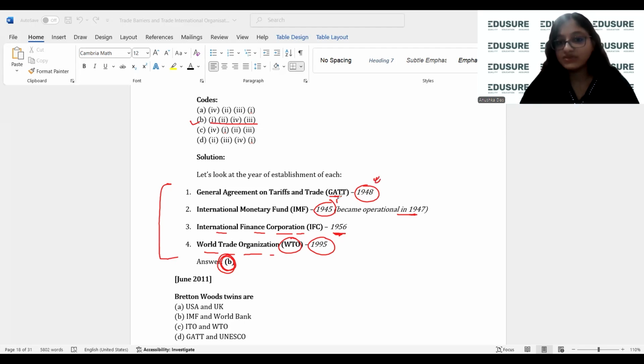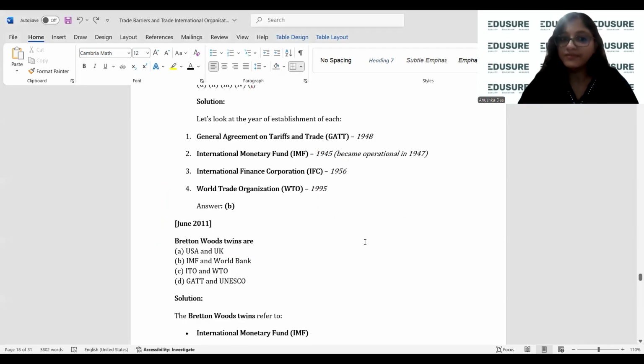So the only thing that you need to know is the years. If you know the years, you can do this arrangement easily, right? So please try to remember some of these years. For some of the major institutions, the year has to be known.